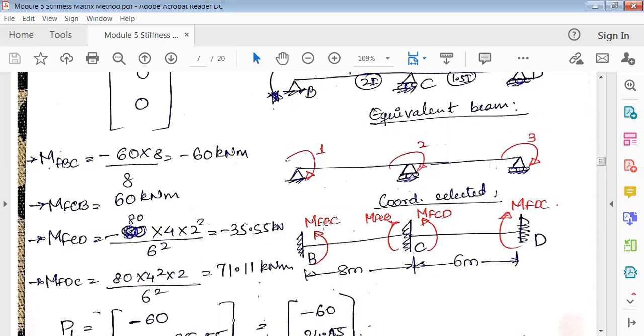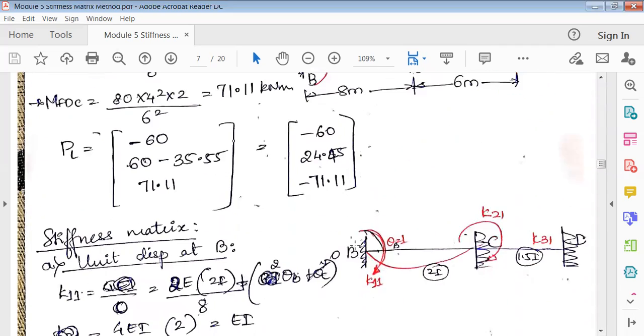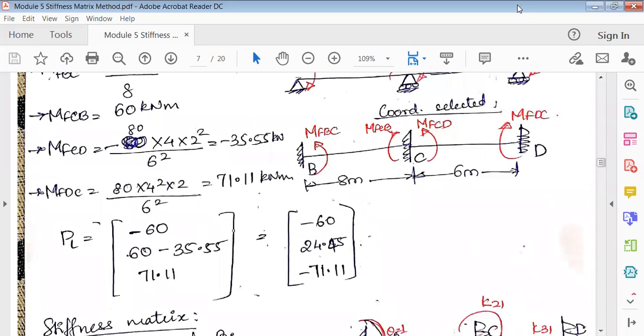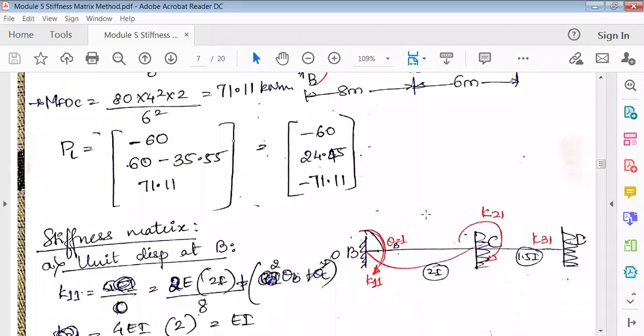So in this problem, we'll get three displacements, that is three unknown factors, at A, B, C, and D. Next is the first step: we'll find the unit displacement at B. First we'll apply one unit rotation, that is theta equal to 1 radian, at B. So unit displacement at B, theta is equal to 1.